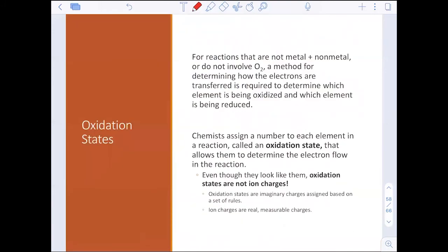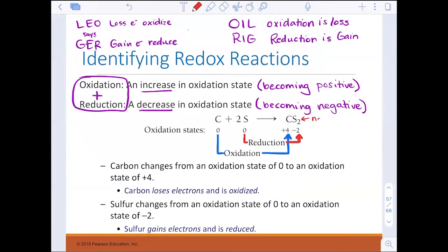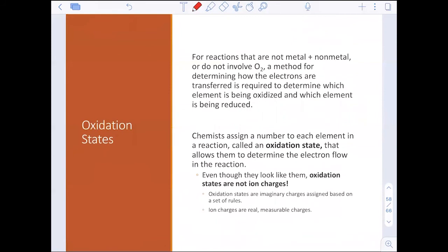Now, we need to be able to identify how to determine these oxidation states. So there are rules. It's a hierarchy, so we'll follow the hierarchy. Even though some of these will be charges, some of them will just look like charges. And so these aren't all ions. For instance, in this previous example, this is not an ionic compound, but we can look at its overall oxidation states based off of the hierarchy and give it some charged idea so that we can formally declare whether the atom gained or lost electrons in that molecular formula. So again, for reactions that are not non-metal to metal or do not involve oxygen, a method of determining how the electrons are transferred is needed.